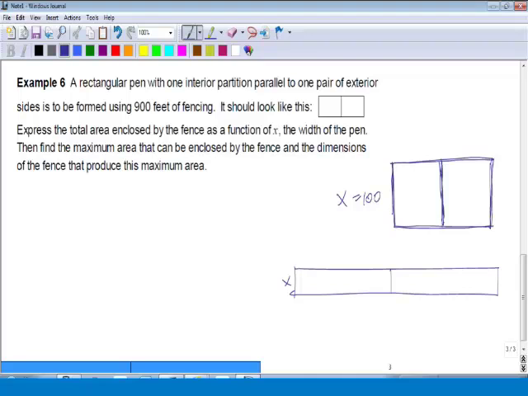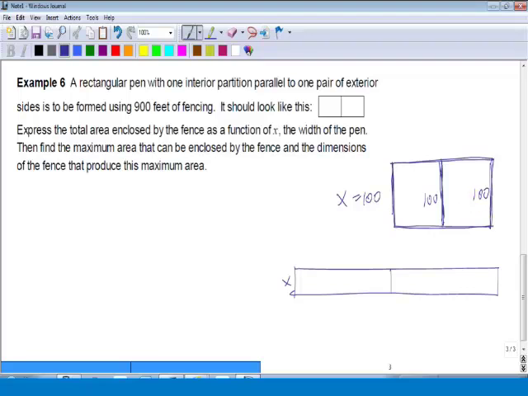What's the formula for the area of a rectangle? It is length times width. So let's find how long this thing is and then figure out the area. So 100 there and 100 there. That's 300. We've got 600 left.